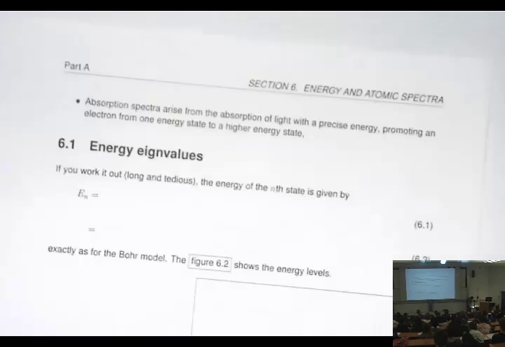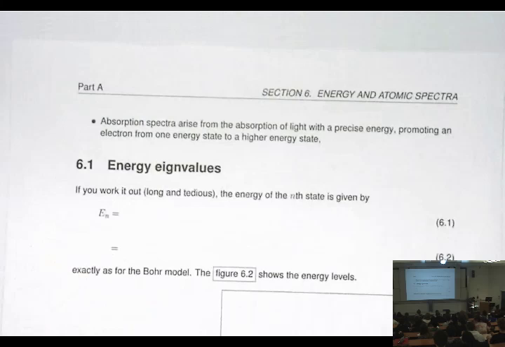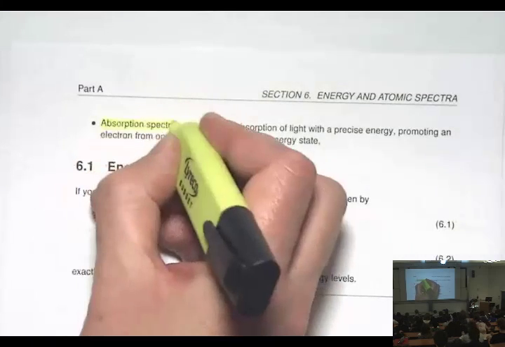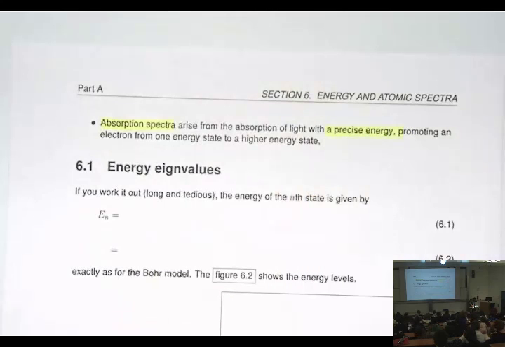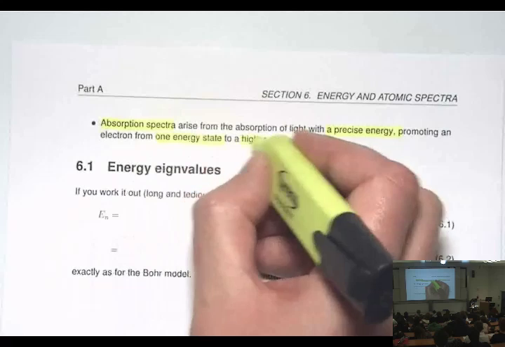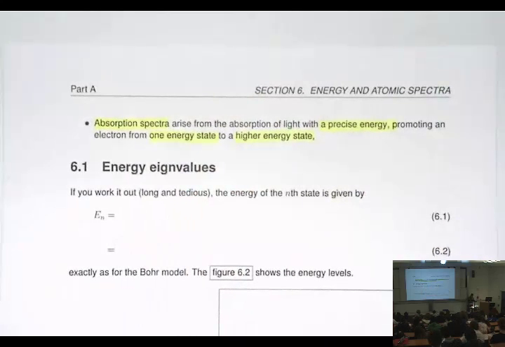The other one, the one that we just looked at, is absorption. So absorption spectra. We're going to absorb light with a very precise energy, promoting an electron from one energy state to a higher energy state. Light comes in, it's going to take my electron from n equals 1 to n equals 2, or from n equals 1 to n equals 3, or from n equals 2 to n equals 3. But there are well-defined energies, and it only absorbs well-defined wavelengths of light. That's why in the absorption spectra we get these black missing lines.